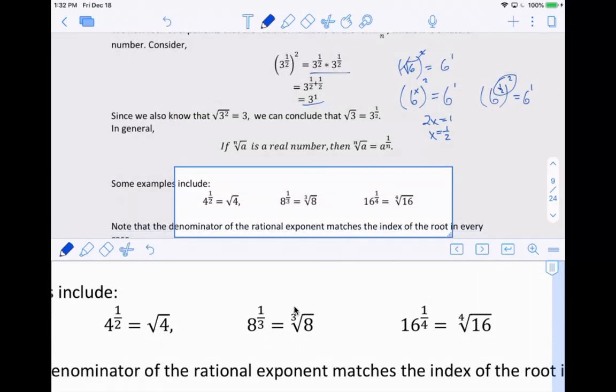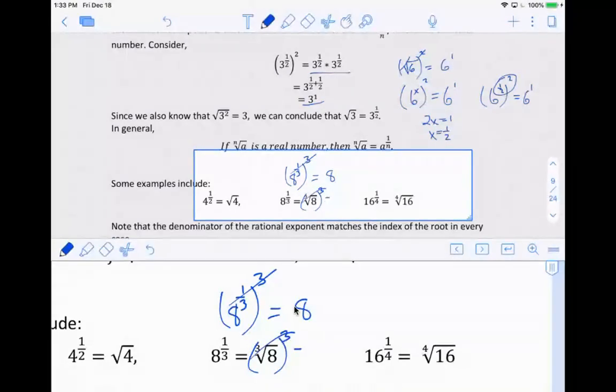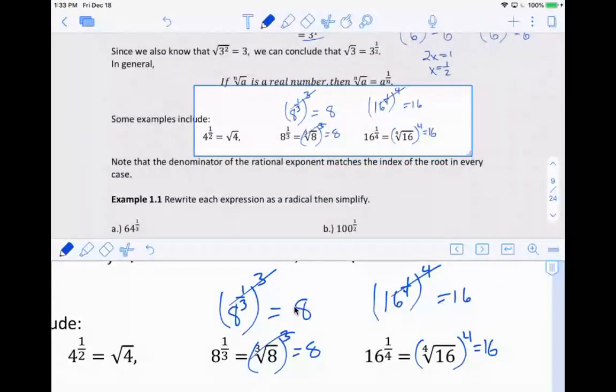It works with other powers as well. If I had 8 to the 1/3, that's the same thing as the cubed root of 8, because if I multiplied 8 to the 1/3 and I cubed it, they cancel each other out, just like a cube root and a cube do, and I get 8. I can do it with a fourth power. 16 to the 1/4 to the fourth cancels each other out, and I get 16. If I raise this to the fourth power, I get 16. And so if that happens, then those two things are equivalent. You've got 2 to the fourth power.